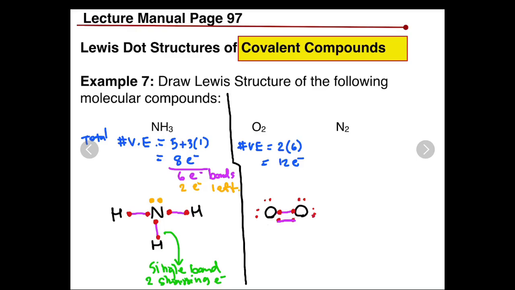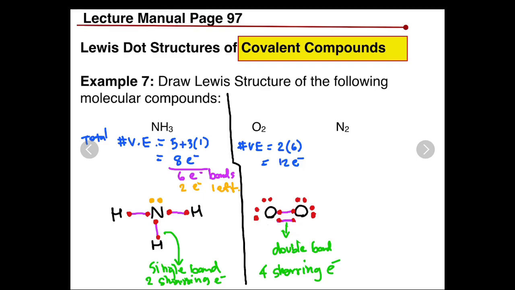Okay, so let me draw that a little bit better. So that would be those 2 dots here. And these 2 bonds that come together, this is what we call a double bond. A double bond contains 4 shared electrons. So 1, 2, 3, 4 is 4 electrons shared within a double bond.